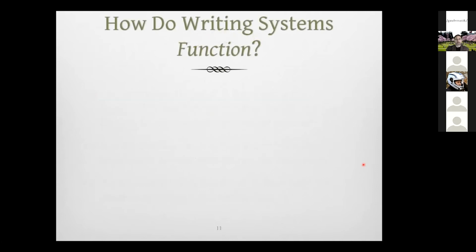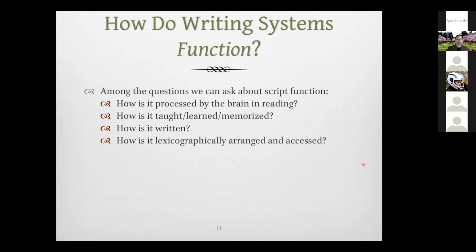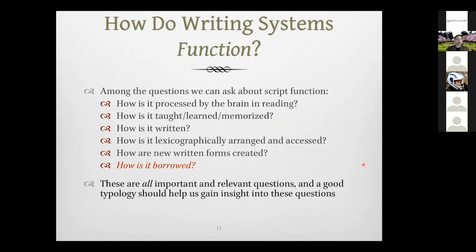So when I think about how writing systems function, I think there are a lot of different ways that we can approach this question. We can ask, of course, how writing systems are processed by the brain during an activity like reading. We can ask how writing systems are taught, how they're learned, how they're memorized within a particular culture. We can talk about the physical processes of how they're actually written by humans holding implements. We can talk even about how writing systems are lexicographically arranged, how new written forms are created when they're needed, and how they are borrowed, which is the aspect I'm going to focus on today. And I think all of these are important and relevant questions. And a good typology of writing systems should help us gain insight into all of these questions.